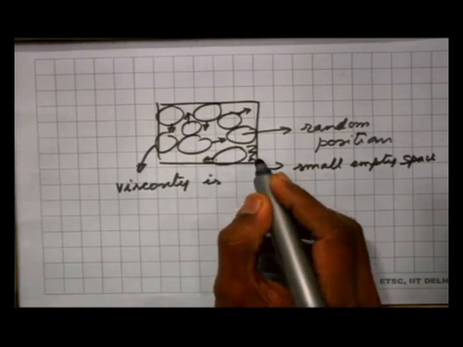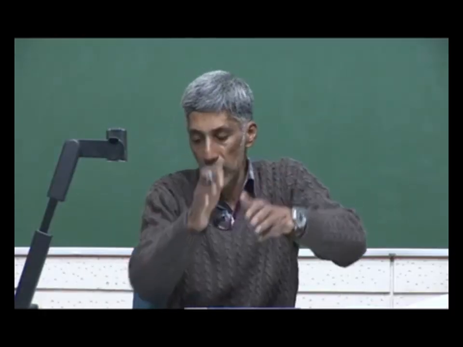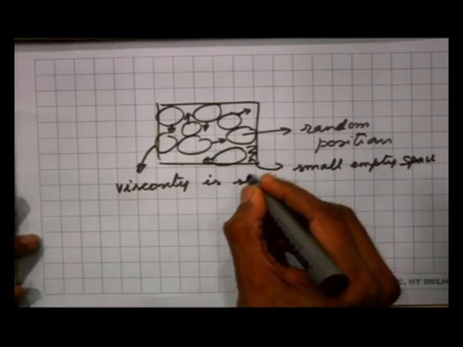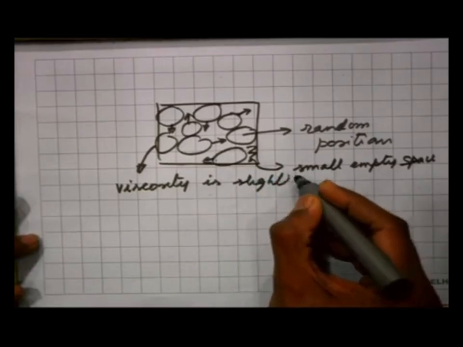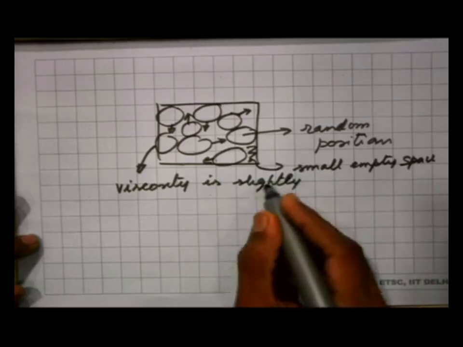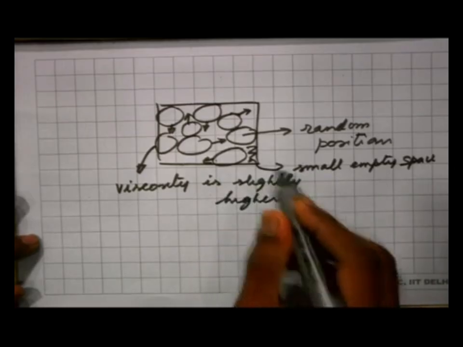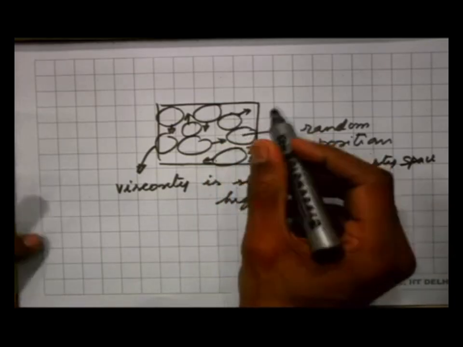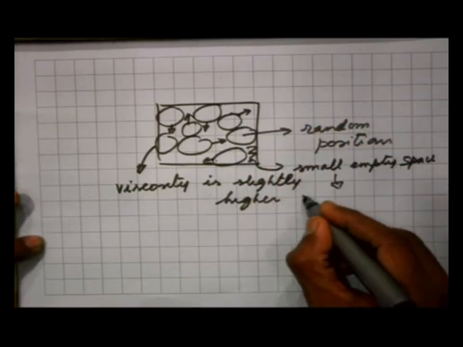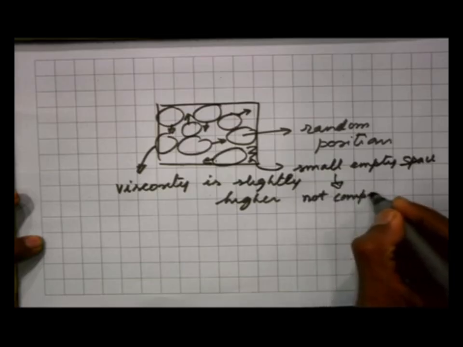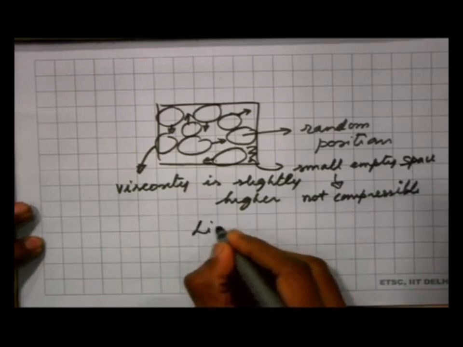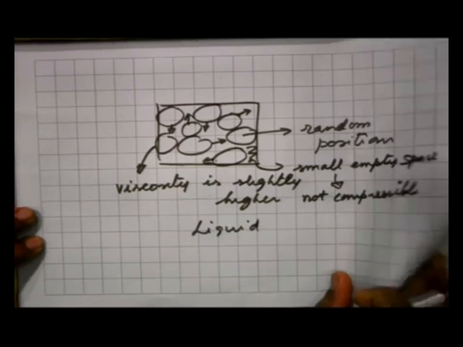It is not high compared to a solid, but relative to a gas, because these molecules have to slide past each other and wriggle past each other for it to move like this, viscosity is slightly high, or a little bit higher than what you would see in gases. Okay. But because the empty space is small and the molecules are more or less packed close together, it is not compressible. Okay. So, that is the picture in the kinetic molecular model of a liquid.